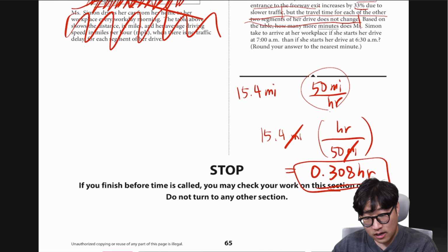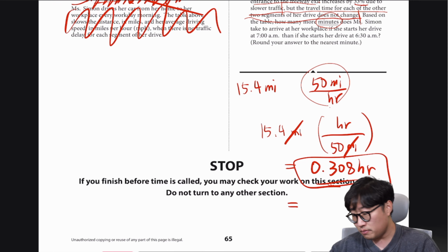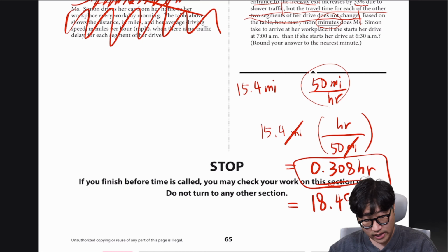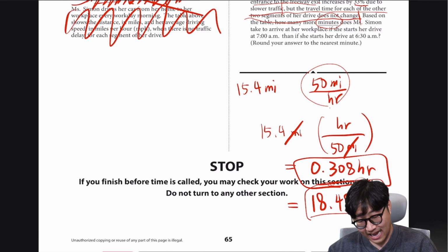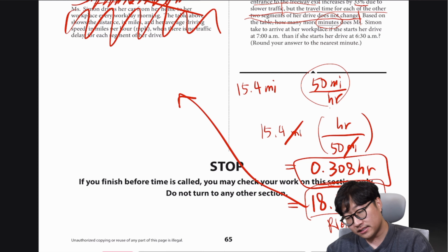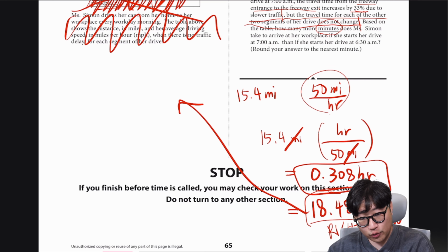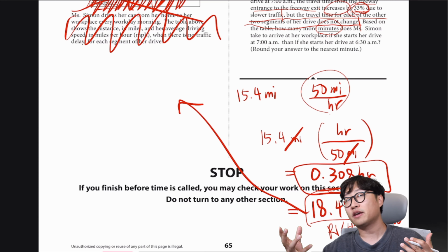And then they want it in minutes. So let's go ahead and convert that into minutes by multiplying by 60. And that would be equivalent to 18.48 minutes. So that's how much she's spending right now. And then when the traffic kicks in, she's spending how much? 33%, it increases by 33%. So that's how much more time that she's spending.